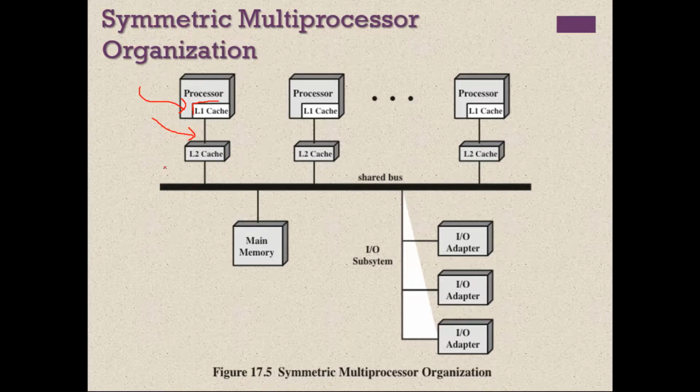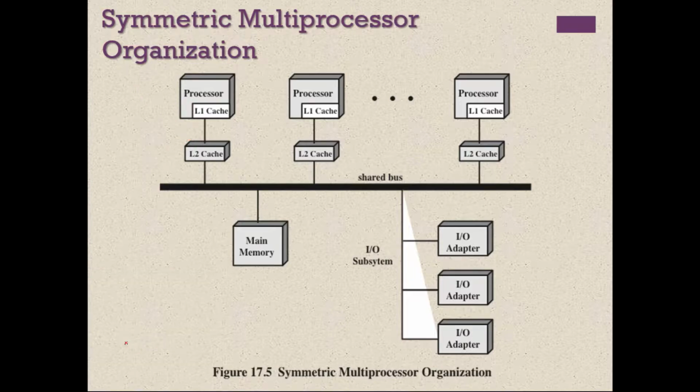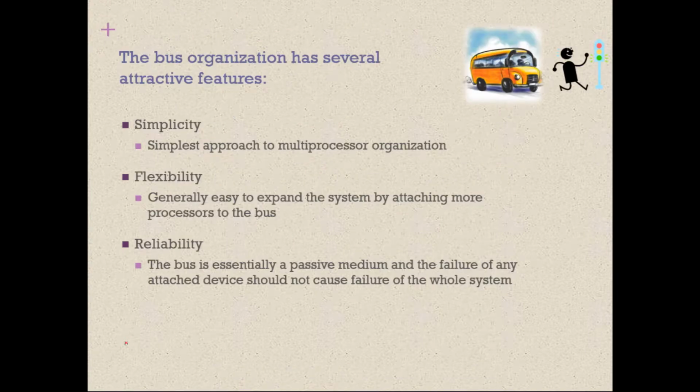And whenever it wants to access the main memory, it should first get the system bus through any of the arbitration techniques. Okay. So that's what this particular diagram represents. Now what is the advantage of having a bus organization?